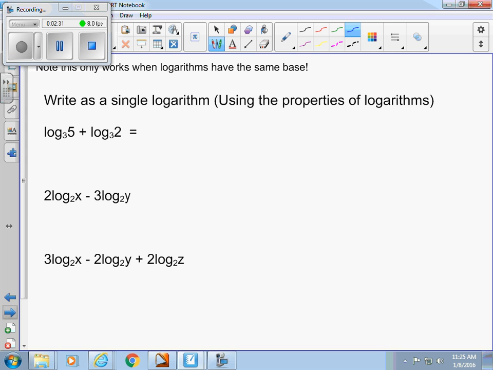Okay, write as a single logarithm. So how would I write the first one as a single logarithm? Log base 3 of... Very good. How'd you do that? When you're adding, you multiply. What's up next? The 2 goes over as a power, and the 3 goes over and you divide.